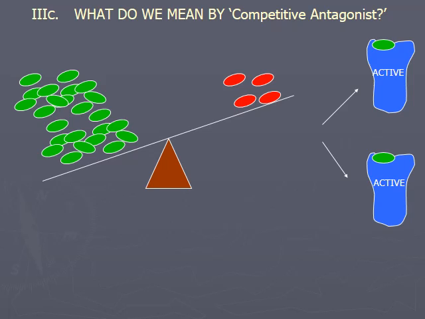So these are just some simple pictures to try to maybe conceptualize what's happening when you have an antagonist in the presence of an agonist, or there is no agonist due to some pathology.